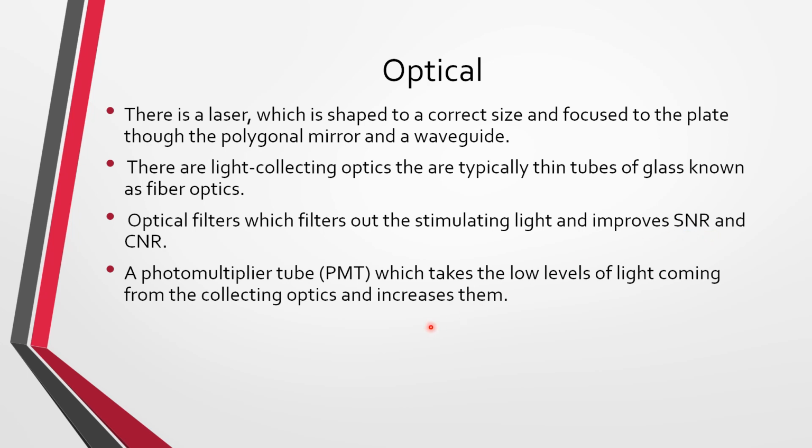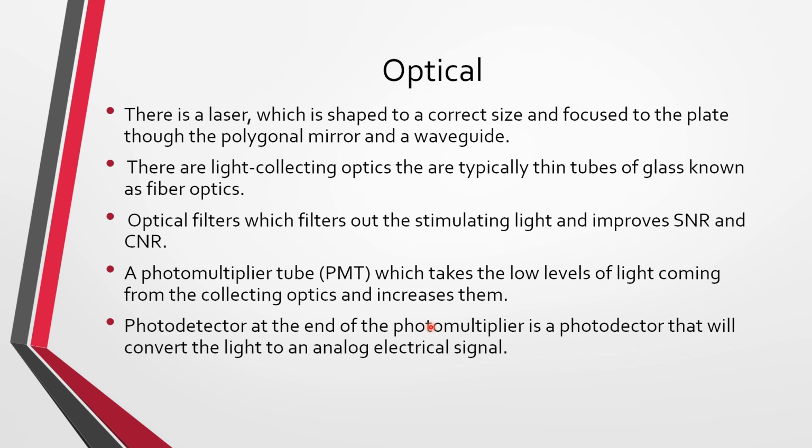The photomultiplier tube takes the low-level signals of light incoming from the collecting optics and increases them. There's a photodetector at the end of the photomultiplier tube, which merely detects the light signal that's been amplified, and it will convert the light to an analog electrical signal. Then right after that, there's an analog to digital converter. There may be other electronics in between, but there's an analog to digital converter, and then the digital signal can be sent to the computer.